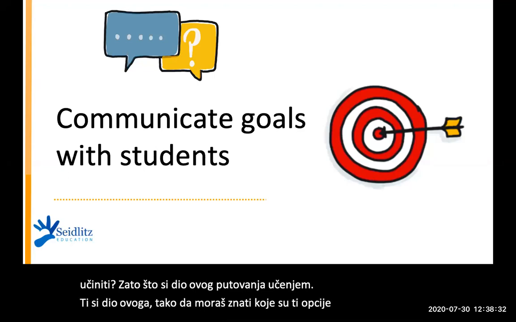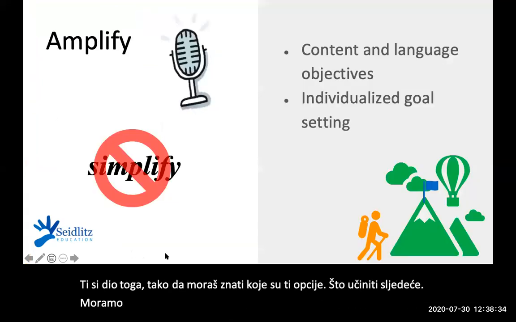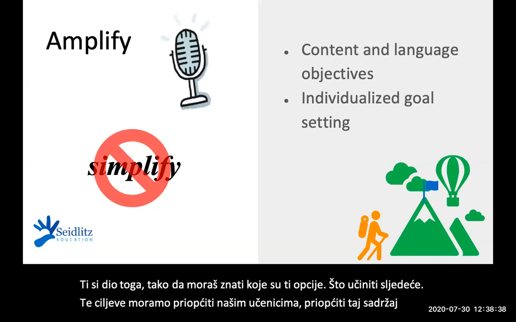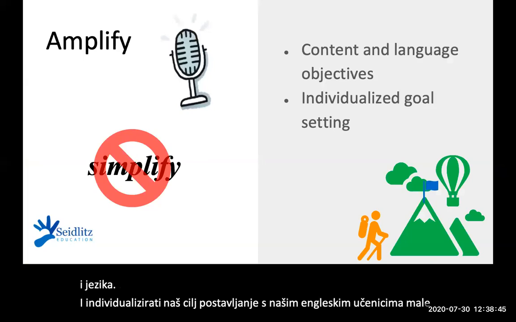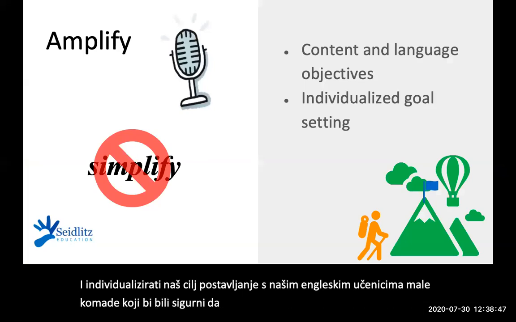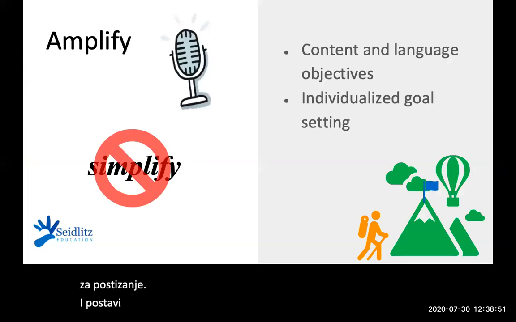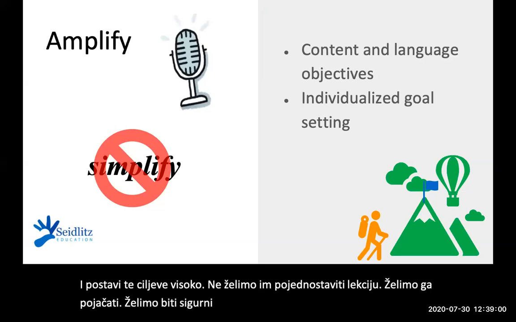We have to communicate these goals to our students. Communicate those content and language objectives and individualize our goal setting with our English learners. Small chunks, but make sure that our students know what they need to achieve and set those goals high. We don't want to simplify the lesson for them. We want to amplify it. We want to make sure that they are getting grade level curriculum with support.